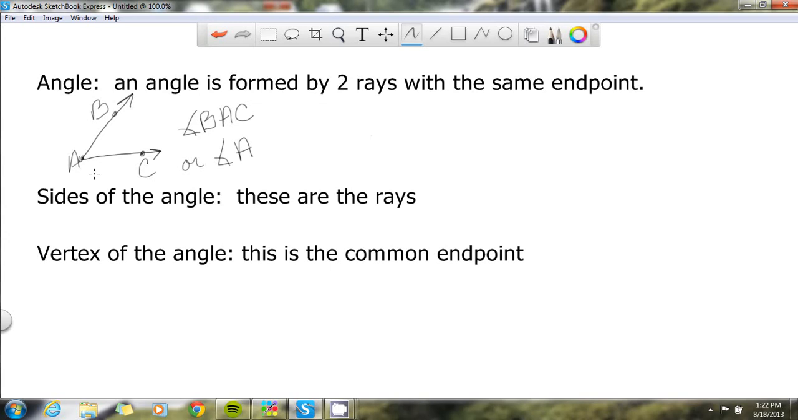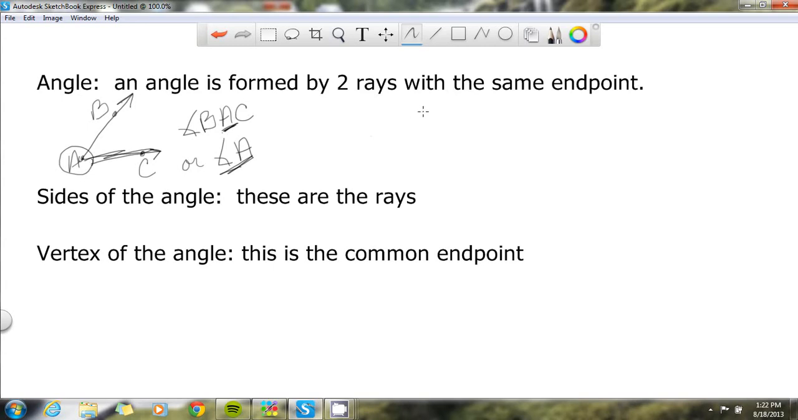Now, while we're here, I'm going to skip down to what the vertex of the angle is called. The vertex of the angle is the common endpoint. So the common endpoint of this angle is point A. The vertex is always put in the middle of the three letters when we name an angle with three letters. Or if we have just one angle, we can name it with just the vertex, like angle A. The sides of the angle are the rays themselves. Side AC would be one side of the angle, and this would be the other side of the angle.